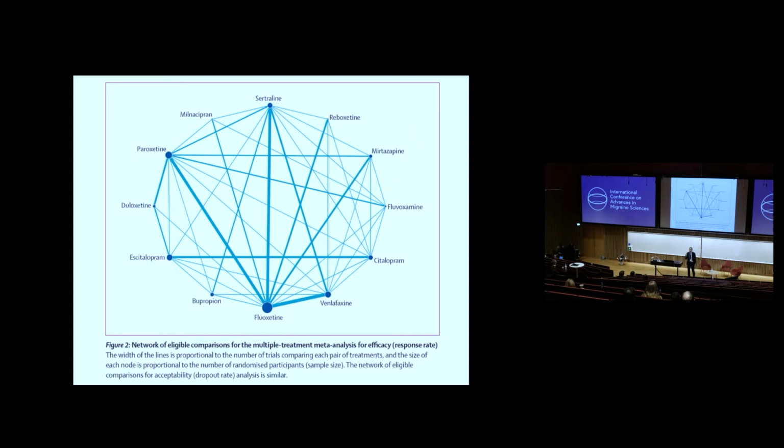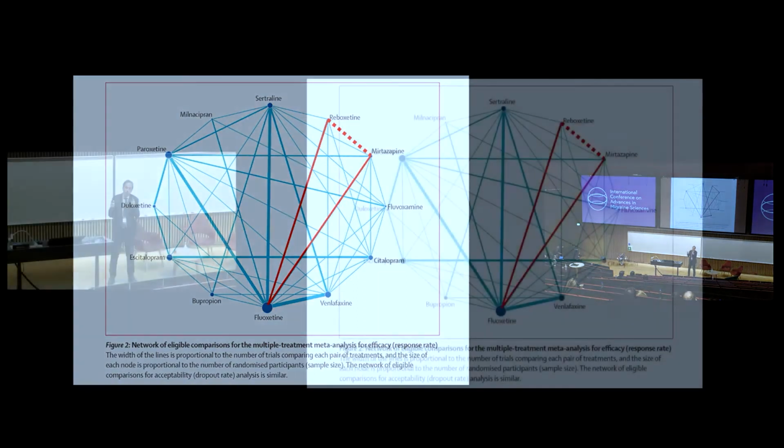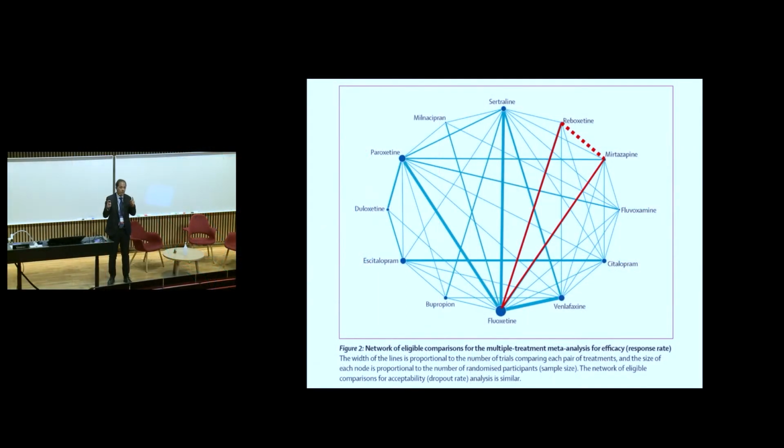So if the question is what's the difference between the two drugs, standard meta-analysis says no, I don't know. With a network meta-analysis like this, I can use the common comparator, for instance, fluoxetine, which is the solid red line, to calculate the indirect comparison of mirtazapine and reboxetine, the dotted red line. So with network meta-analysis, I fill the gaps in the network.